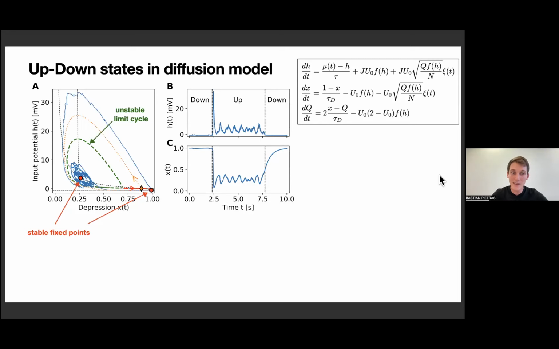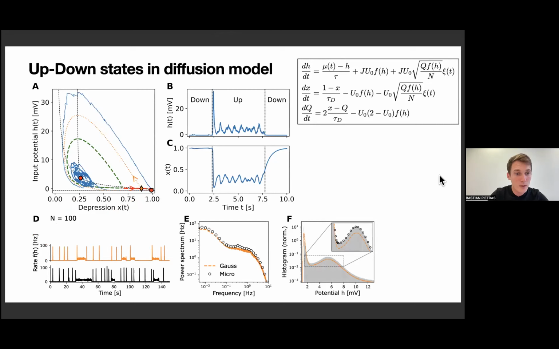So that is basically the dynamical insight, the dynamical mechanism that is hidden behind our mesoscopic mean field model. And again, we can compare this dynamics that we've seen in the mean field model with the microscopic network, here for 100 neurons. Again, qualitatively it looks very good. Also quantitatively it looks very nice. But there are slight deviations here, and especially if you look at the histogram of our potential, then we see some stronger deviations than we had before.